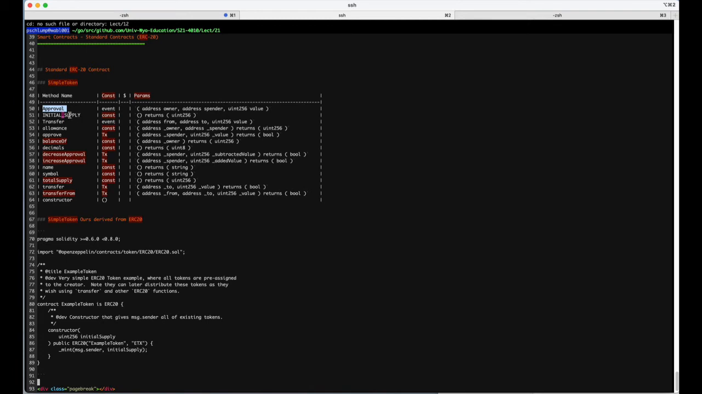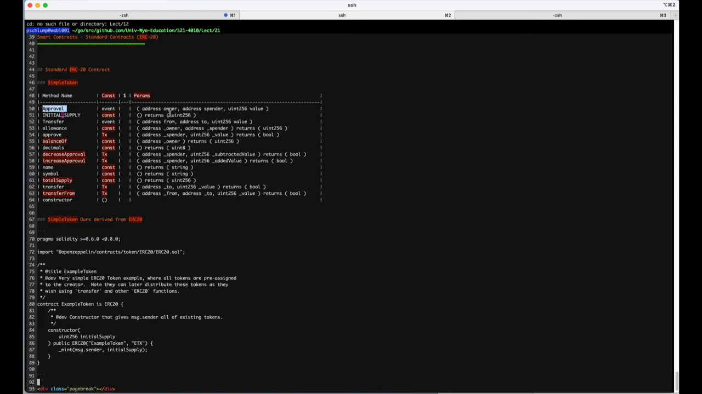There's an initial supply. Remember when we created it, we said we're going to have 500,000 or something. That initial supply is a zero parameter function that returns how many were created in the contract at the beginning. And if you later come along and mint more, that would show up as part of the initial supply the way the contract is implemented.